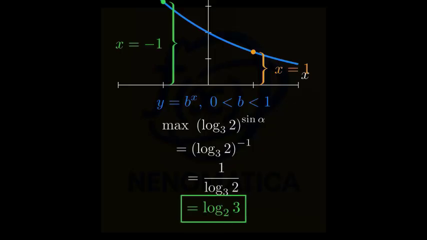Therefore, the maximum value of open parenthesis log base 3 of 2 close parenthesis raised to the sine of alpha is log base 2 of 3.